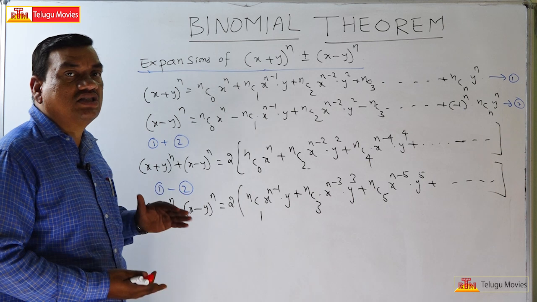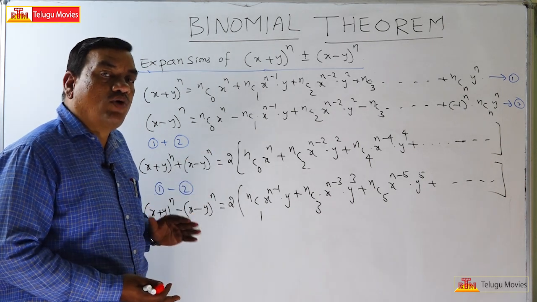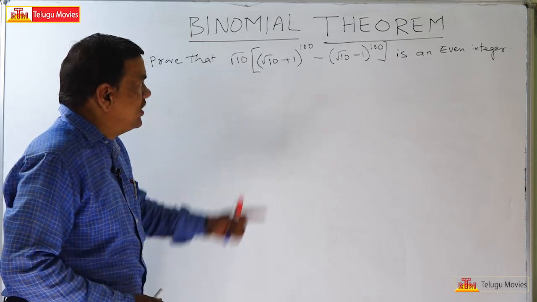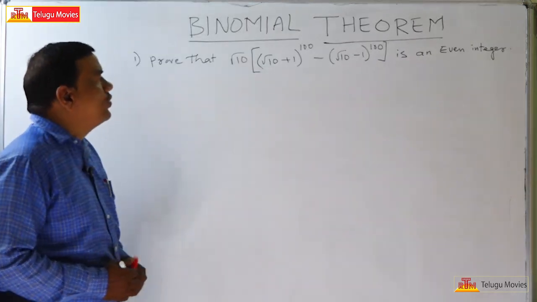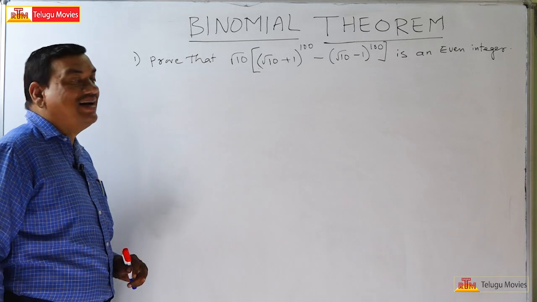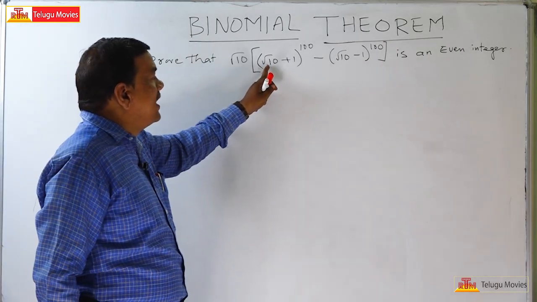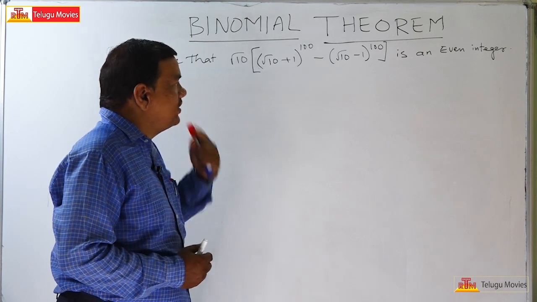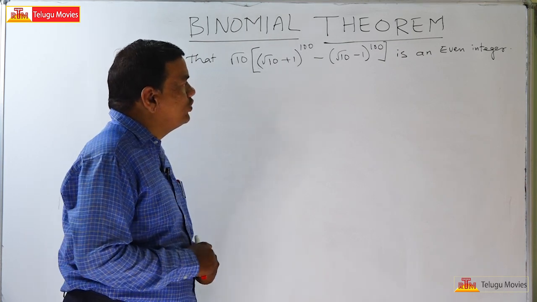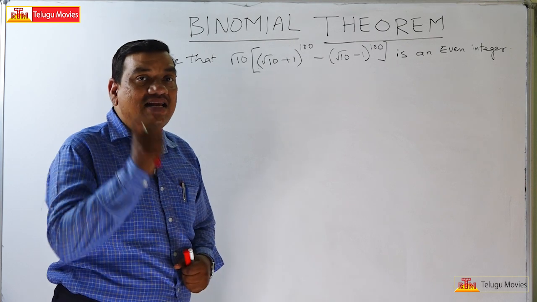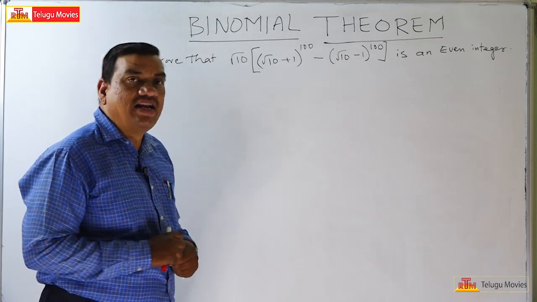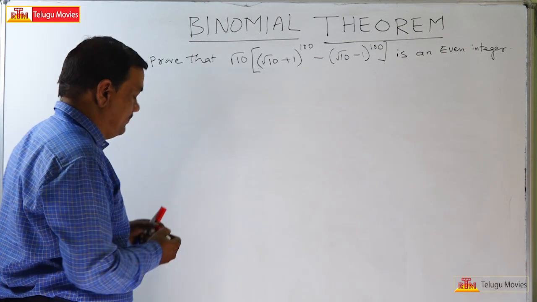So, basing on this concept, there is one important problem. Let us see that problem. Okay, welcome back. Let us see this problem. Prove that (√10 (√10 + 1))^100 - (√10 - 1)^100 is an even integer. We have to prove that this expansion is an even integer. Let us see that.